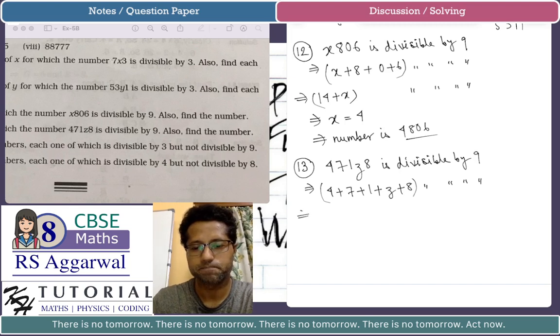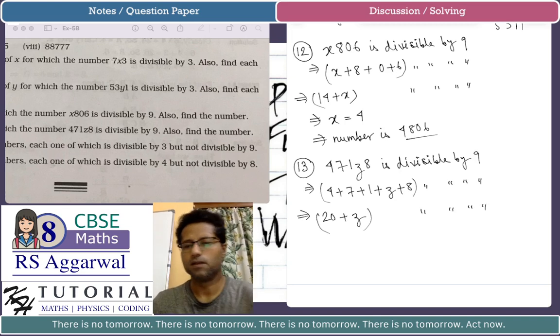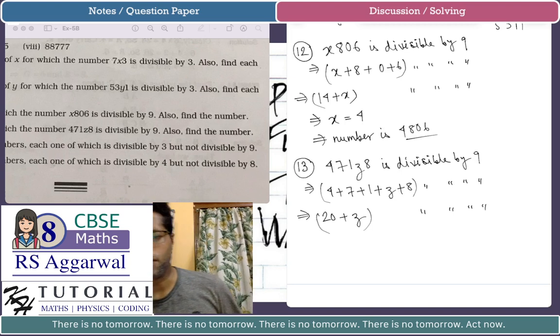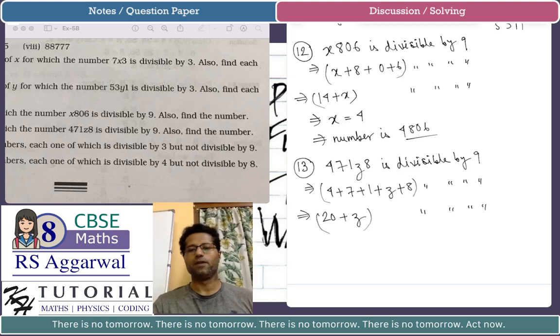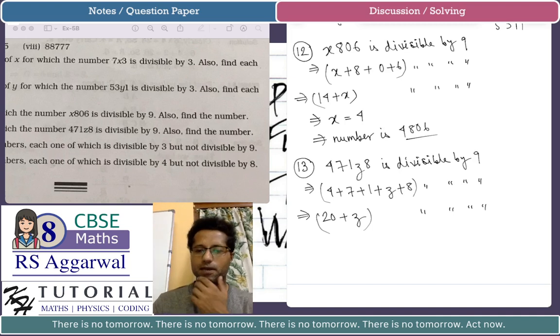This implies that 4 plus 7 is 11, 12, 20 plus z is divisible by 9. Now what can the value of z be? And z is a digit, that is its value is from 0 to 9, so that 20 plus z will be divisible by 9.